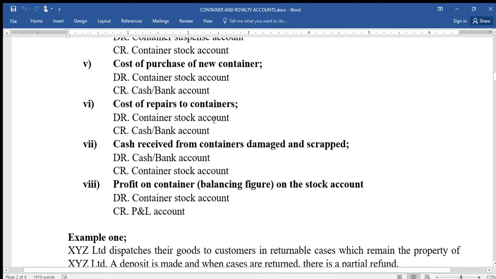Then in case of cash received from containers damaged and scrapped, when you sell off damaged containers for cash or bank, cash or bank will increase, so we debit cash or bank, and the container stock will reduce because you've sold some, so we credit the container stock account. Then in case of a profit on containers on the stock account, we debit the container stock account and we credit the profit and loss account.